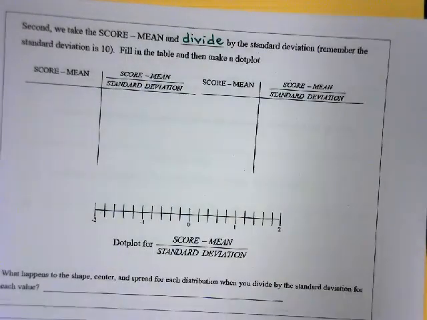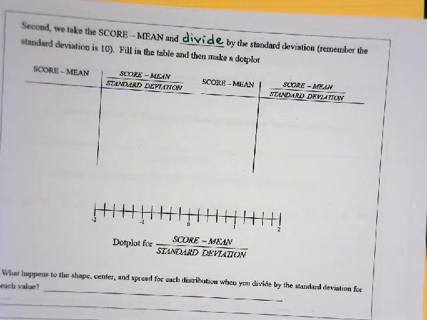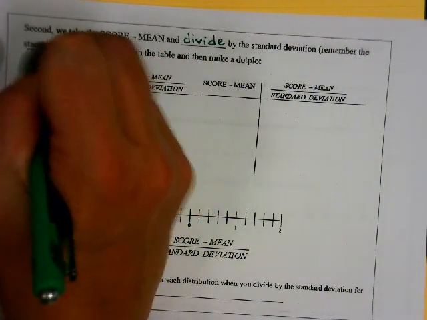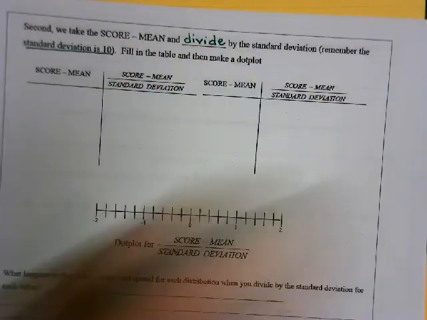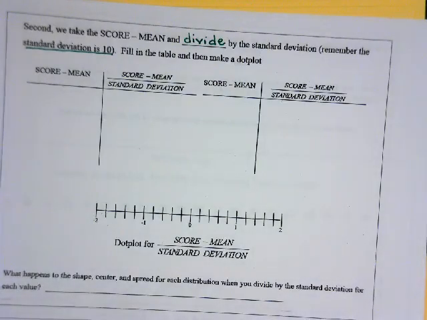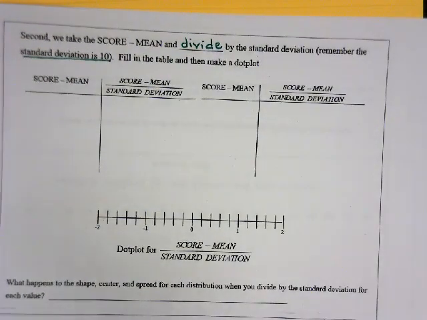And again, for the sake of nice numbers, we're going to say the standard deviation is 10. I want to say it was like 9.6 in actuality. Anyways, we're going to use 10. So we're going to fill in the table.